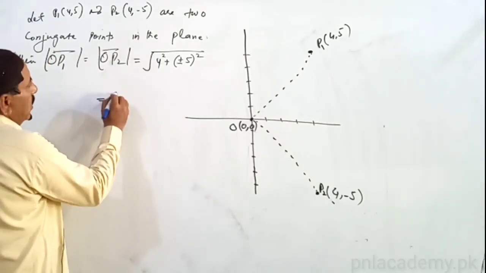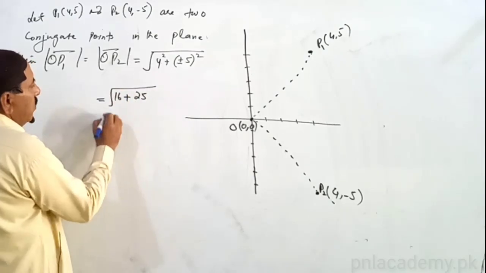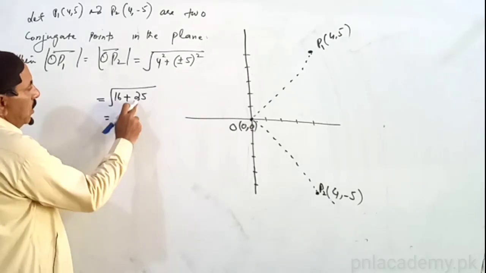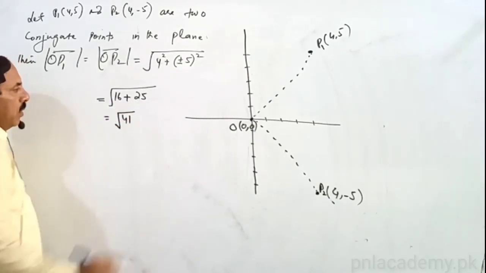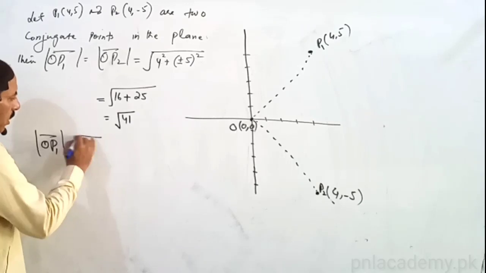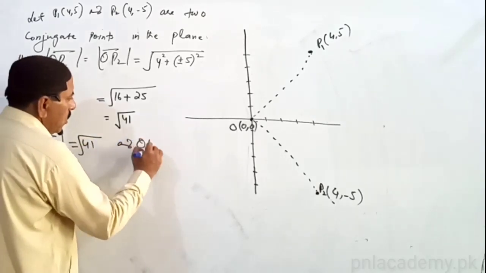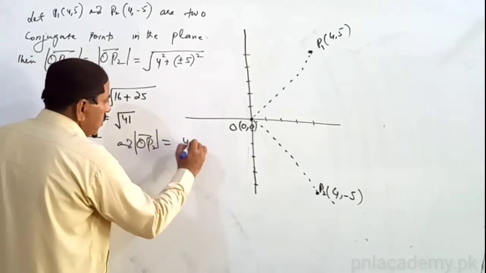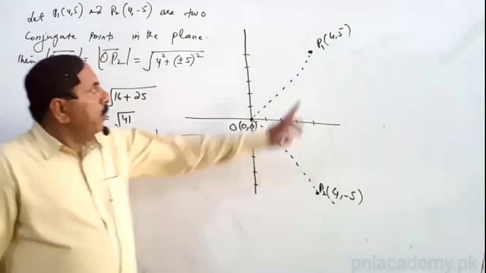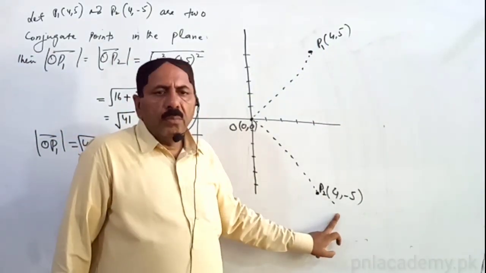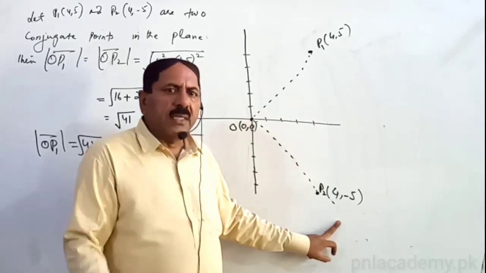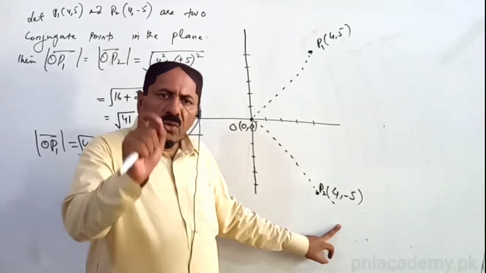So this will be 16 plus 25, which is 41, so the square root of 41. Means OP1 is equal to root 41 and OP2 is also equal to root 41. What is the similarity? P1 (4, 5) and P2 (4, -5) are two different points, but their absolute value is the same.